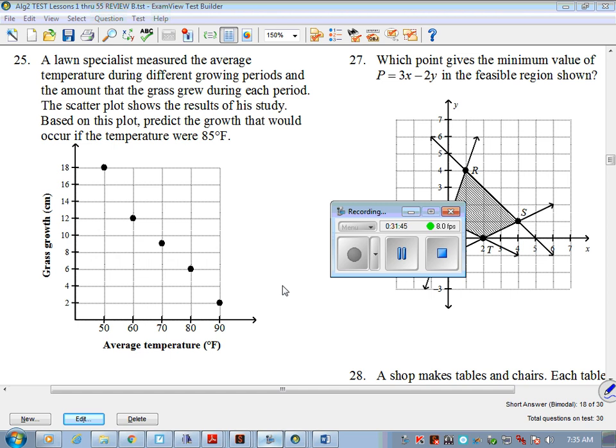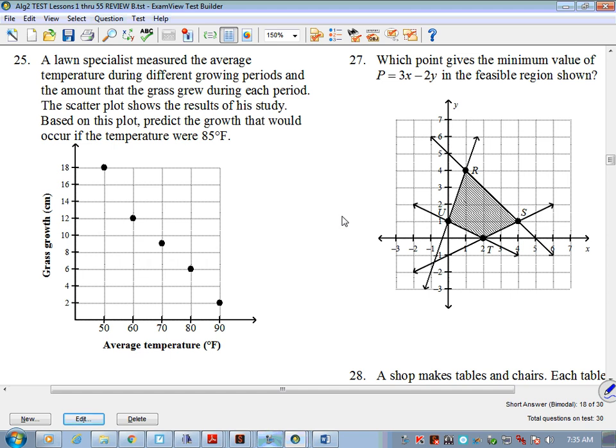So let's read the question. A lawn specialist measured the average temperature during different growing periods, and the amount that the grass grew during each period. The scatter plot shows the results of his study. Based upon this plot, predict the growth that would occur if the temperature were 85 degrees.